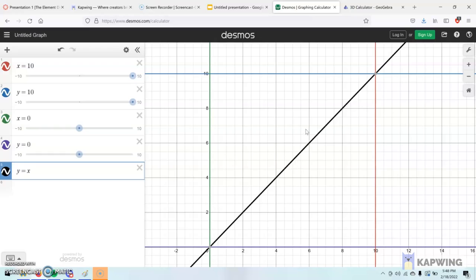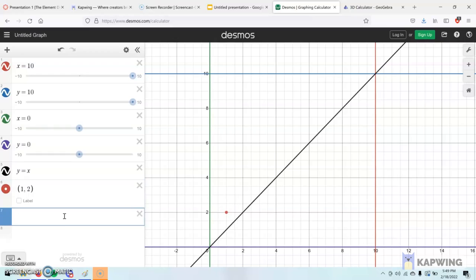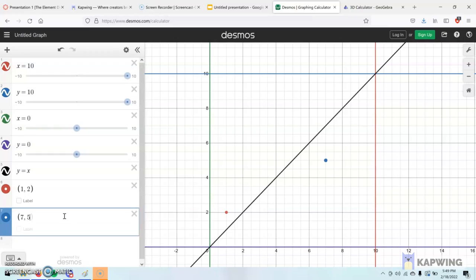That being said, all points that do not fall on the line y equals x are distinct, right? So if we do, for example, (1, 2), obviously by basic math we know that 1 and 2 are different numbers, but if we look, it does not fall on this line, so it must be distinct. If we do (7, 5), again, not on the line, so it must be distinct.